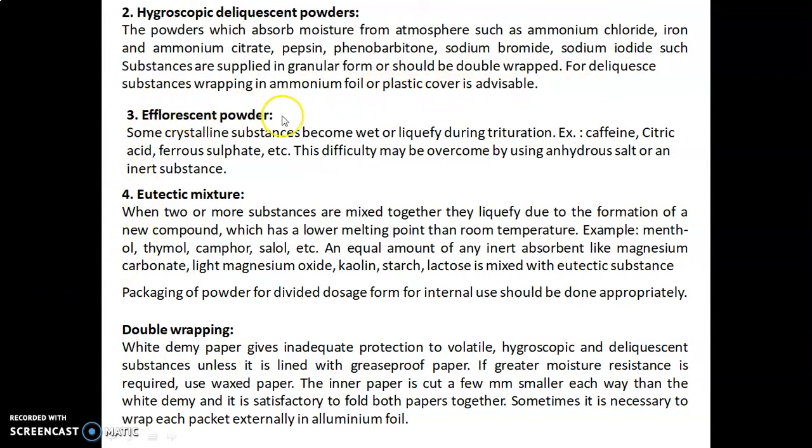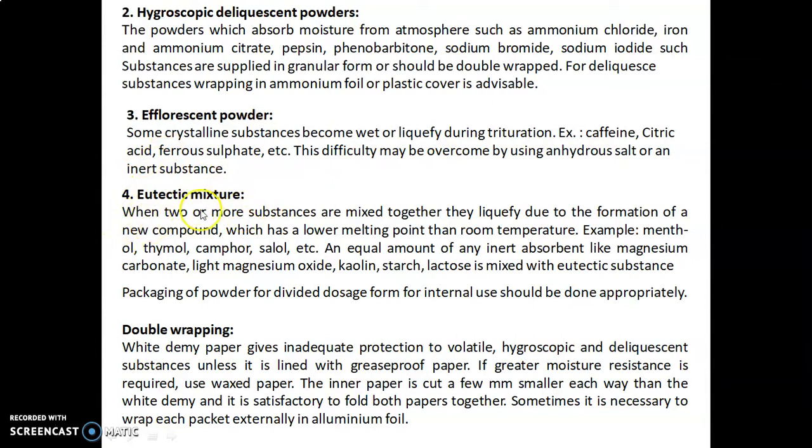Third one, that is for efflorescent powder. Some crystalline substances become wet or liquefied during trituration. For example, caffeine, citric acid, ferrous sulfate, etc. This difficulty may be overcome by using the anhydrous salt or an inert substance.